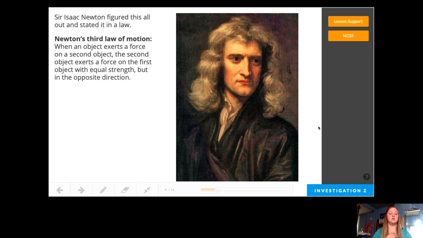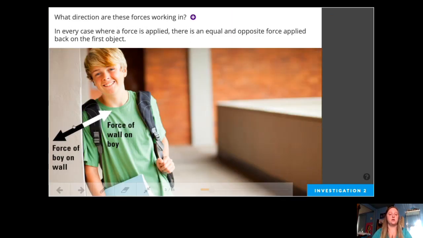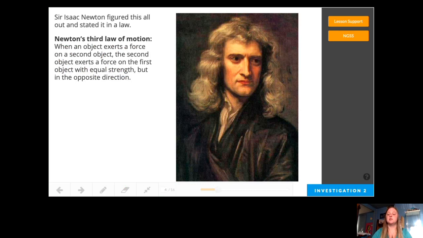Sir Isaac Newton, who created the laws of motion, figured this all out and stated it in a law. When an object exerts a force on a second object, the second object exerts a force on the first object with equal strength, but in the opposite direction. The boy is the first object exerting a force on the wall, and the wall is the second object exerting a force on the boy. So one object is exerting a force on the second.